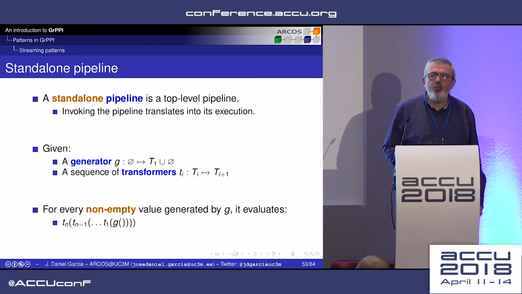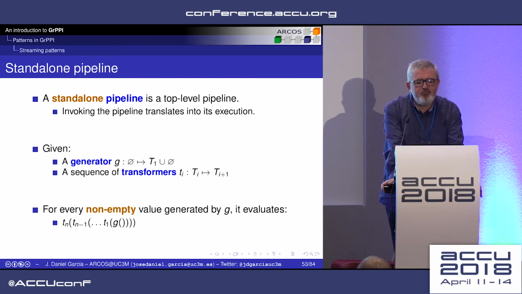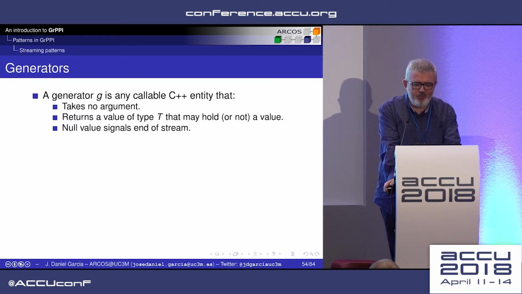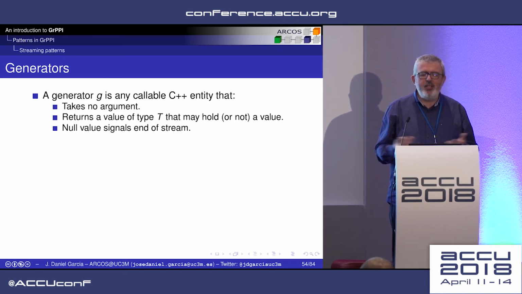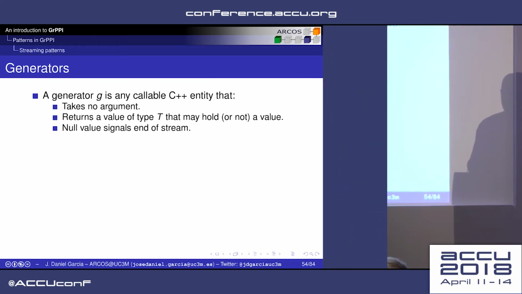So which value should the generator produce? Well, the generator is a function or any callable entity that takes no argument and returns a value of a type that might hold or not a value, because we need some way of signaling the end of stream. So we decided that we produce a value or not, and then the null value means we are at the end of the stream. So the return value of this generator needs to have some properties.